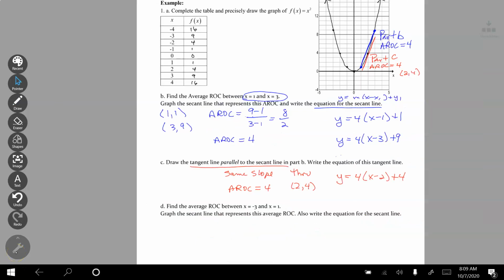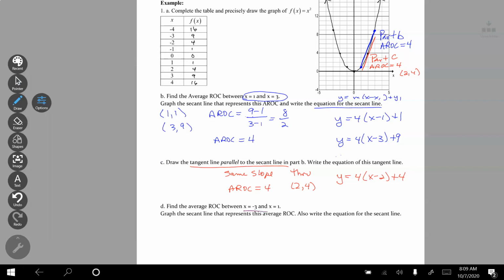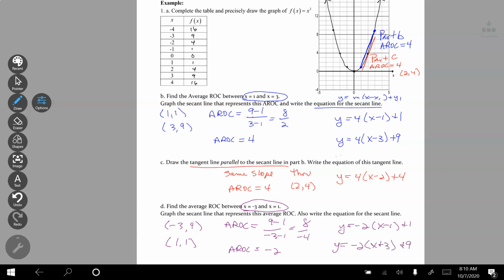So now I'm going to do part C, where I have different values. I'm going to use purple between x equals -3 and x equals 1. So that's -3, 9, and 1, 1 from the table. And my average rate of change is 9 minus 1 over -3 minus 1, 8 over -4. So my average rate of change is equal to -2. And I could use any point I want. So y equals -2, x minus 1 plus 1, or y equals -2, x plus 3 plus 9.